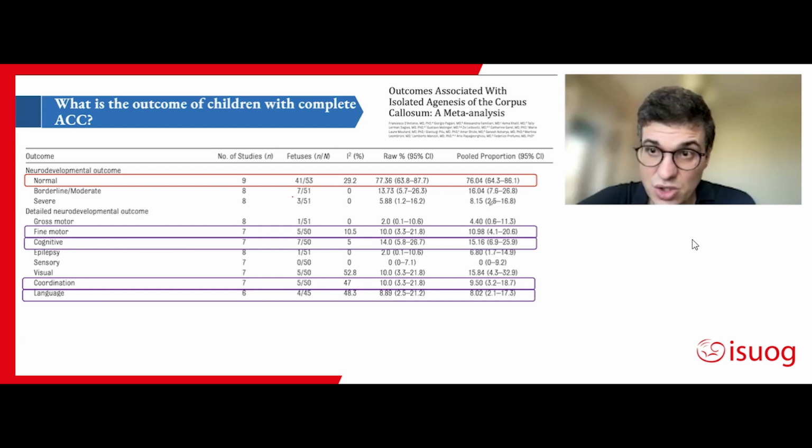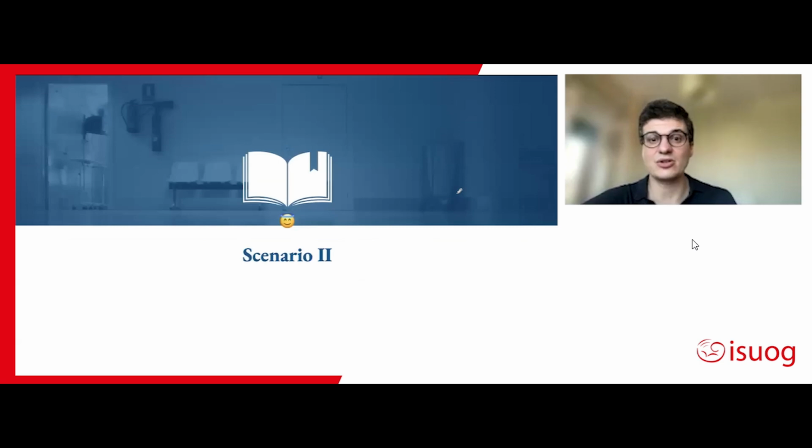So in most of the cases of isolated anomaly, the outcome is roughly good, but what we have to tell parents is that it is not possible to completely define an agenesis of the corpus callosum as isolated before birth, especially at the time of diagnosis during the second trimester of pregnancy. Let's have a look at another case.